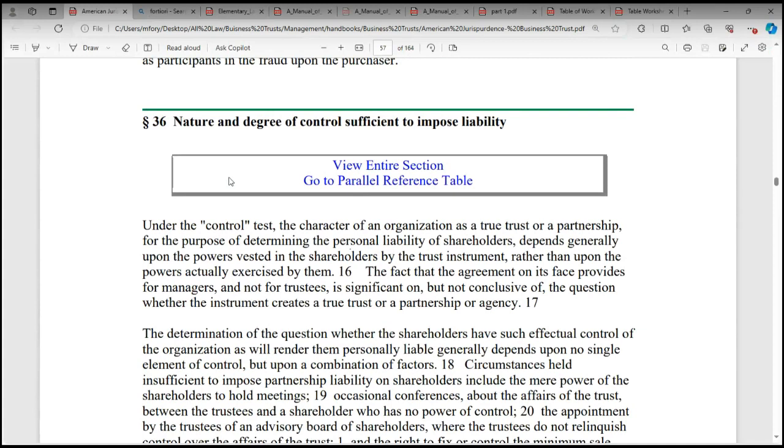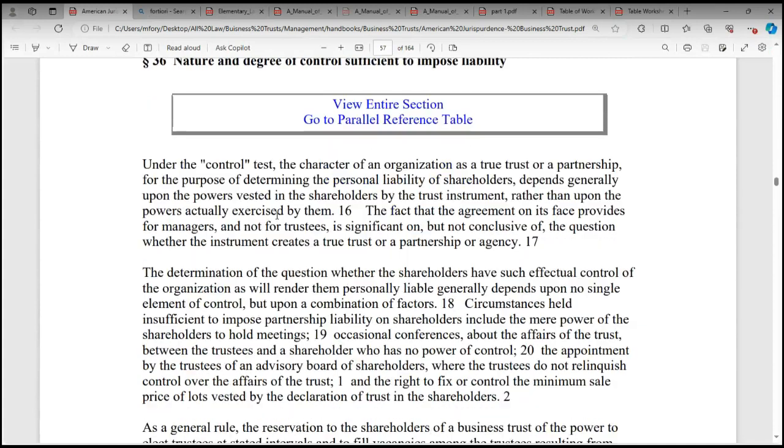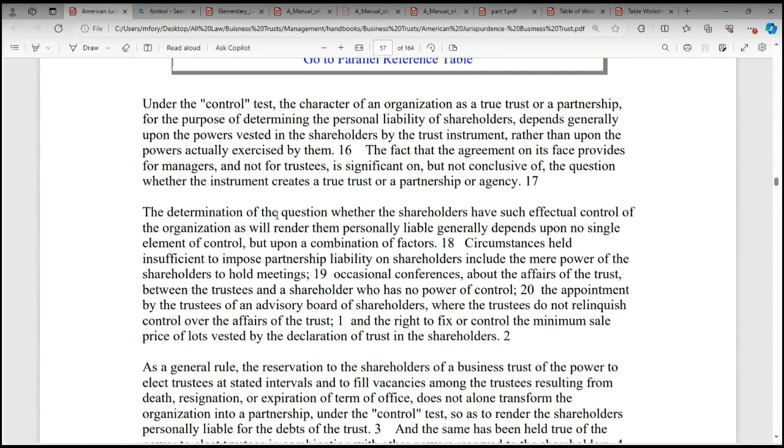Section 36, nature and degree of control sufficient to impose liability. Under the control test, the character of an organization as a true trust or a partnership for the purpose of determining the personal liability of shareholders depends generally upon the powers vested in the shareholders by the trust instrument rather than upon the powers actually exercised by them. The fact that the agreement on its face provides for managers and not trustees is significant, but not conclusive of, the question whether the instrument creates a true trust or a partnership or an agency.